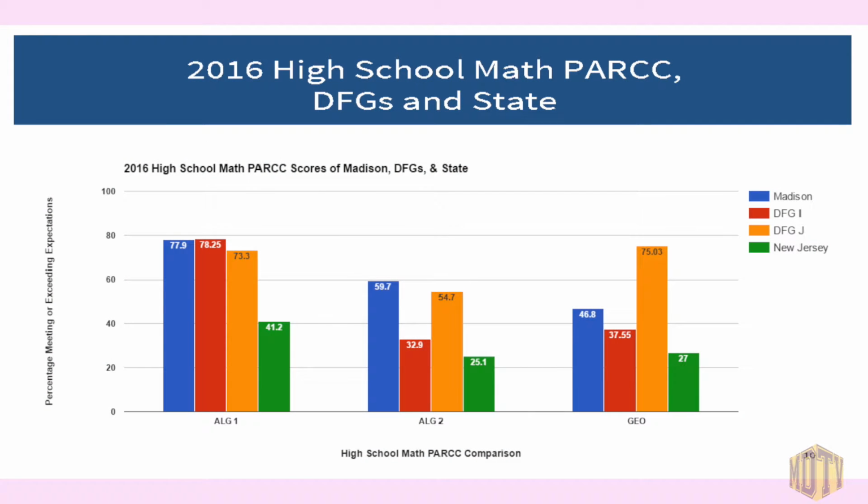This next slide is an overview of our high school math PARCC scores. Again, left to right, comparing Madison with the DFGs, and then New Jersey. In Algebra 1, we're comparable to our I districts. In Algebra 2, we exceeded our I districts by about 27%. And then in Geometry, we exceeded them by about 10%. So overall, the high school is doing very well in math compared to our I districts.